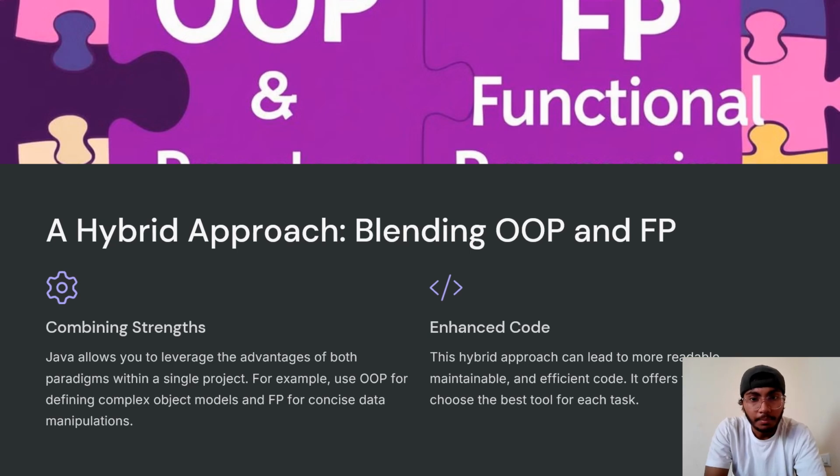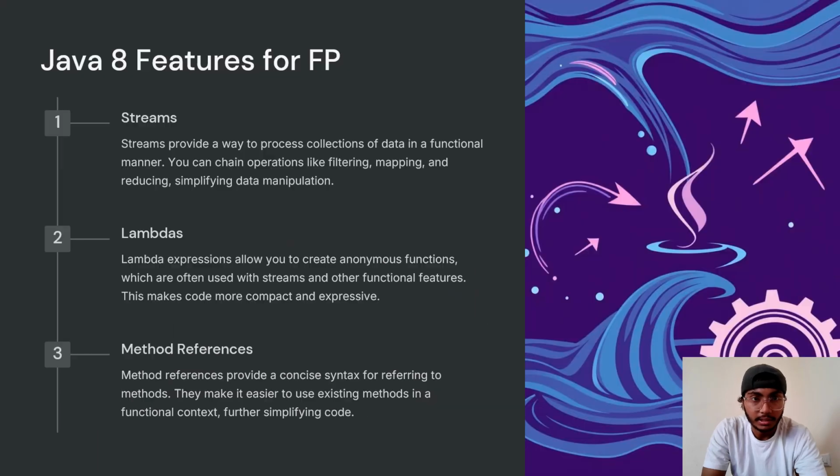Hybrid approach, blending OOP and FP, combining strengths. Java allows you to leverage the advantages of both paradigms within a single project. For example, use OOP for defining complex object models and FP for concise data manipulation. This hybrid approach can lead to more readable, maintainable, and efficient code. It offers flexibility to choose the best tool for each task.